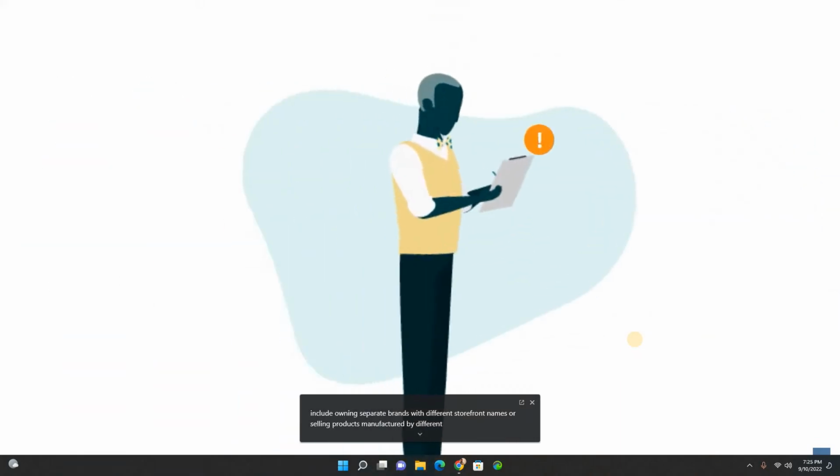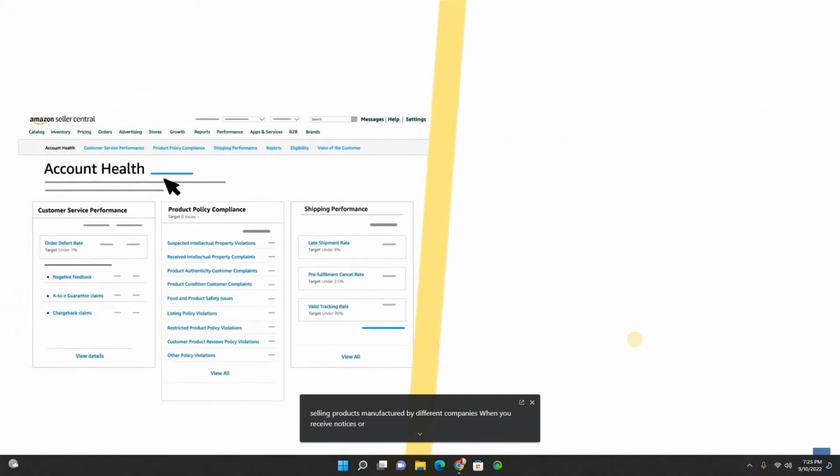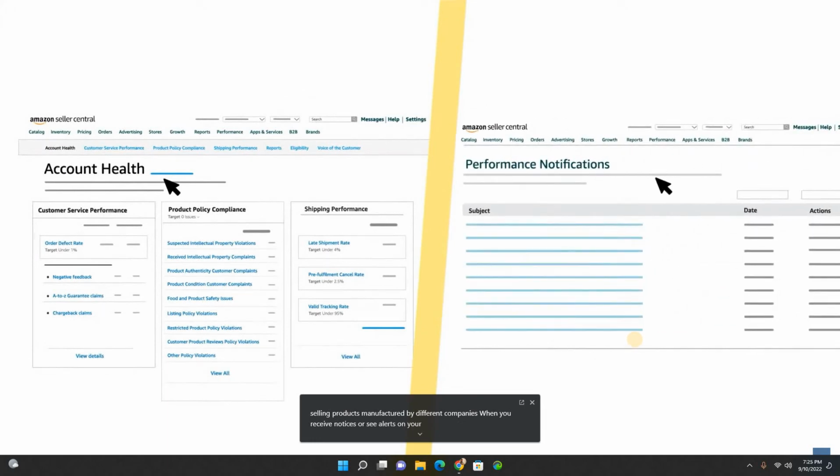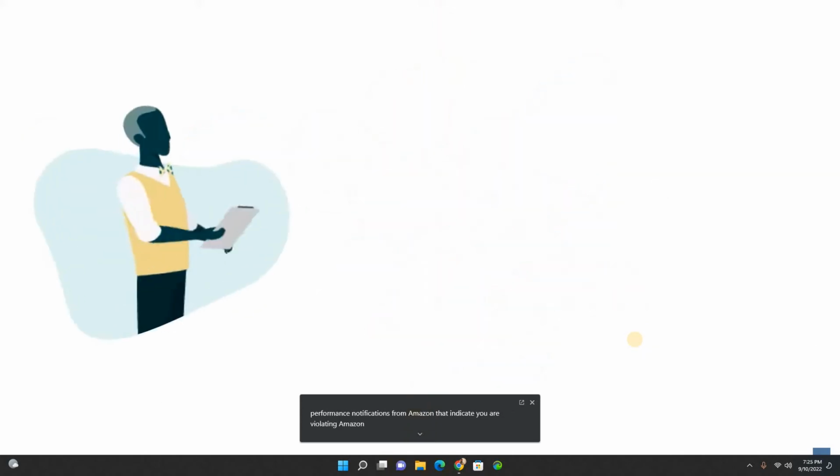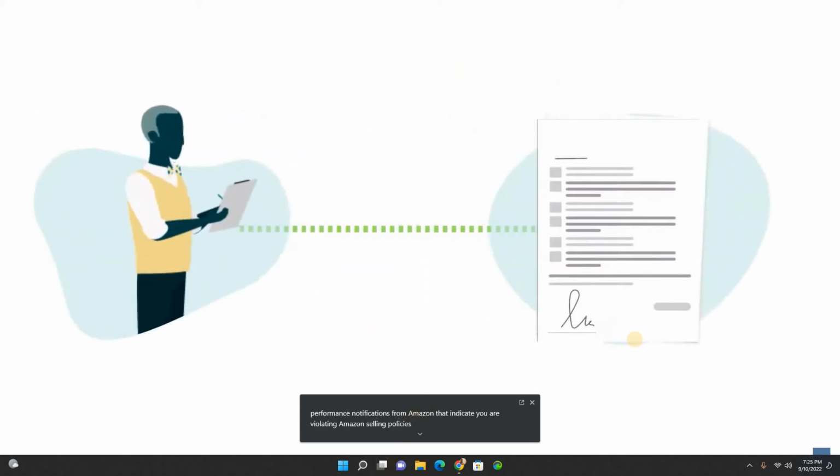When you receive notices or see alerts on your Account Health dashboard or performance notifications from Amazon that indicate you are violating Amazon's selling policies, please correct the behavior and submit an appeal if applicable as soon as possible.